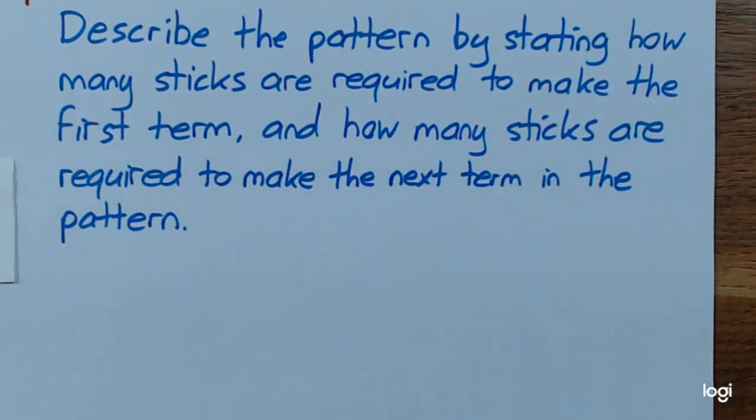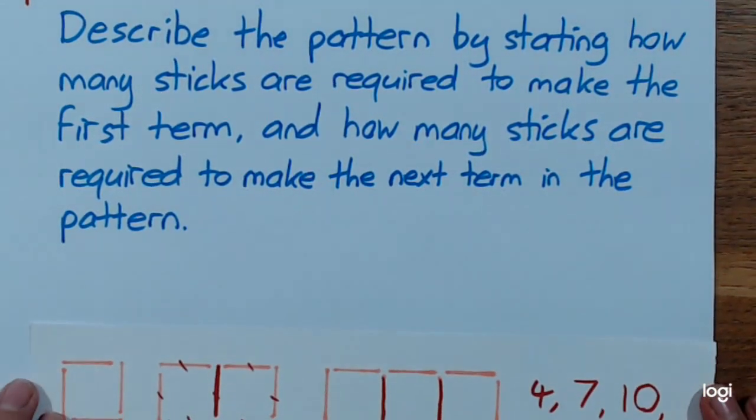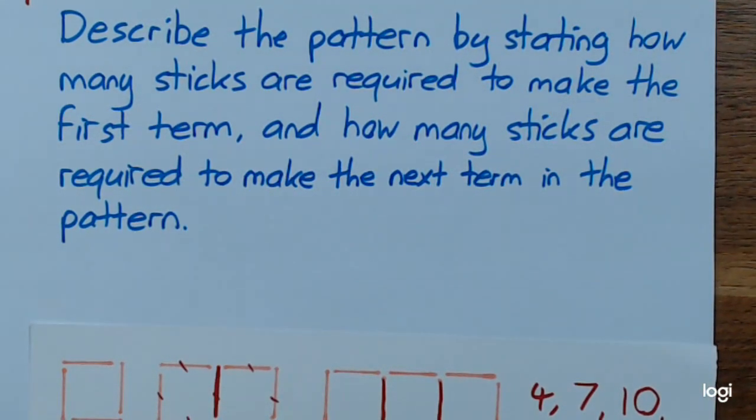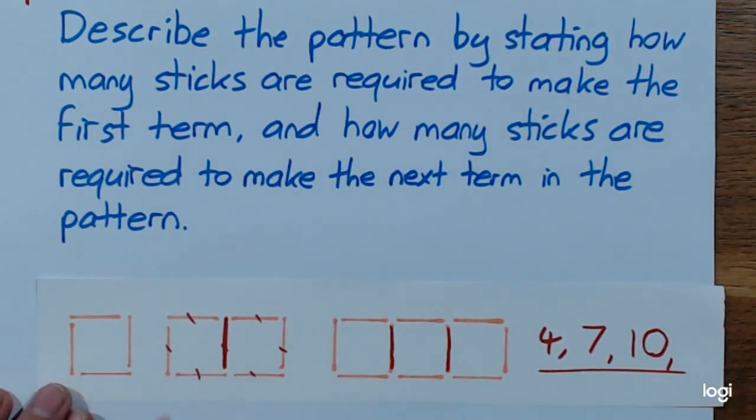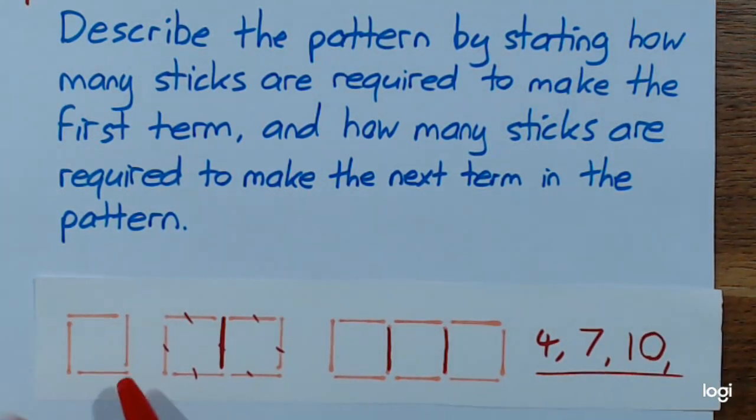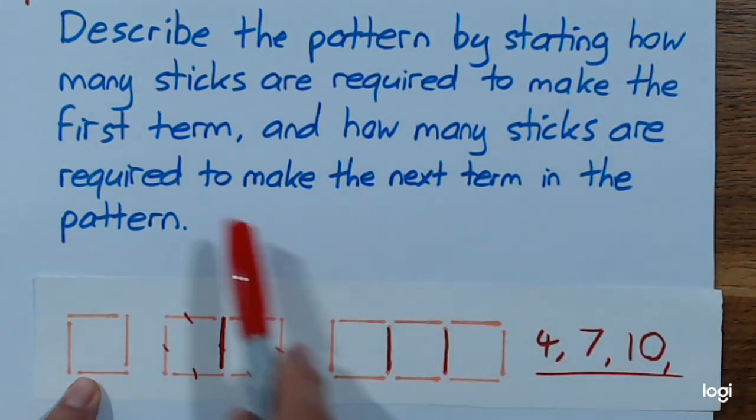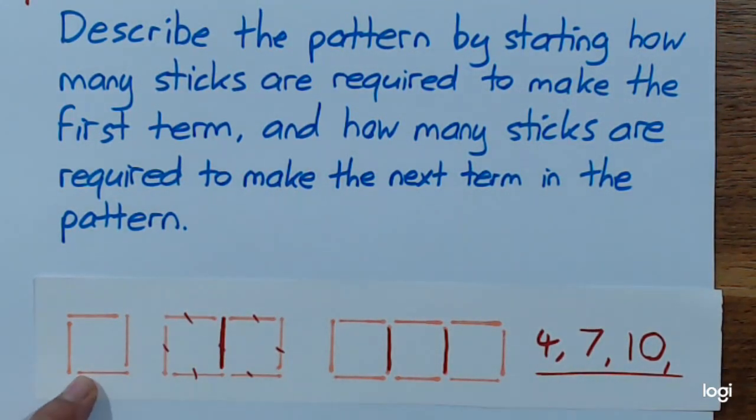Oh my God, it's a paragraph. Describe the pattern by stating how many sticks are required to make the first term and how many sticks are required to make the next term in the pattern. What the heck? Okay, here's our little sequence here. All you have to do is say how many sticks were used to make the first pattern, 4, and how many sticks are required to make each next pattern, right?